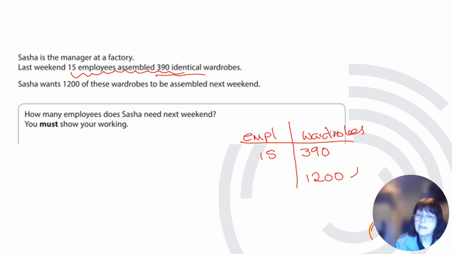So we divide by the number above and we multiply across, and you should have ended up with 46.15 to 2 decimal places. Now, a quick reminder, we cannot have 46.15 employees, so my answer would be 47 employees. So we would need 47 employees, and that is 3 marks.